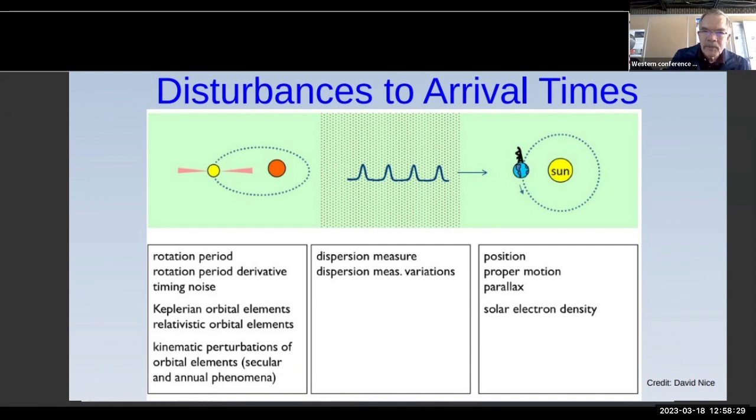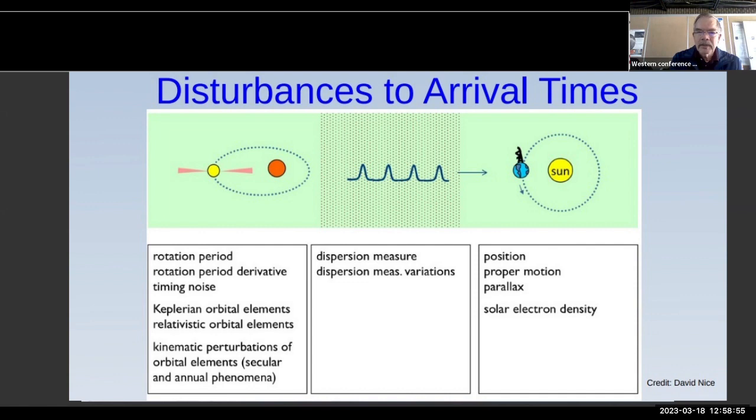This is a fuzzy topic anyway, because this is all the disturbances to the arrival times, and I can just mention them at the end, on the pulsar side. There's obviously the rotation period and its derivative, so the pulsar is slowing down. There's timing noise. There are the orbital elements due to Kepler and due to relativity.